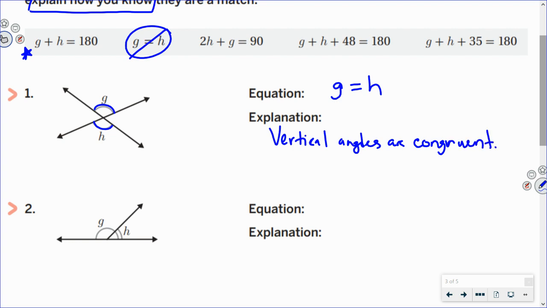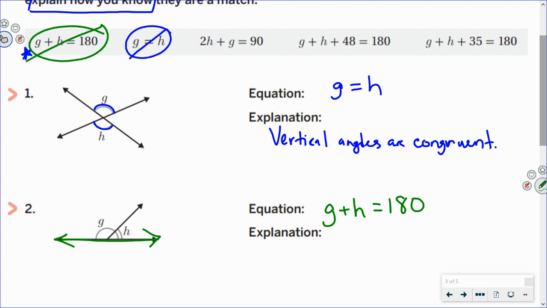So I already have one equation. Onward for number 2, where I'm seeing that G and H together seem to add up to form a straight angle, and therefore I do believe that G plus H is equal to 180 is the optimum one, and that is, of course, the first equation. How do I know? I'll write supplementary angles add up to 180 degrees. That's the good vocabulary.